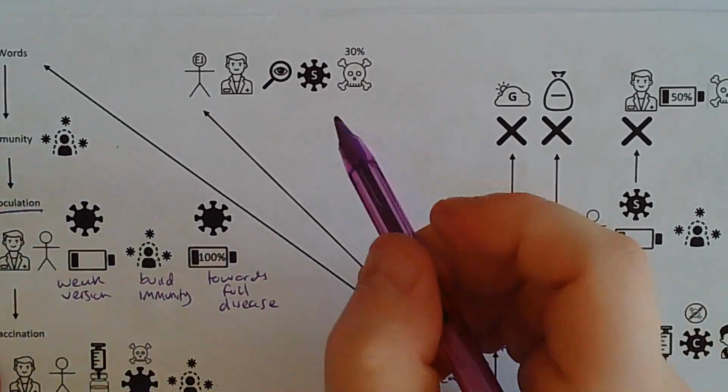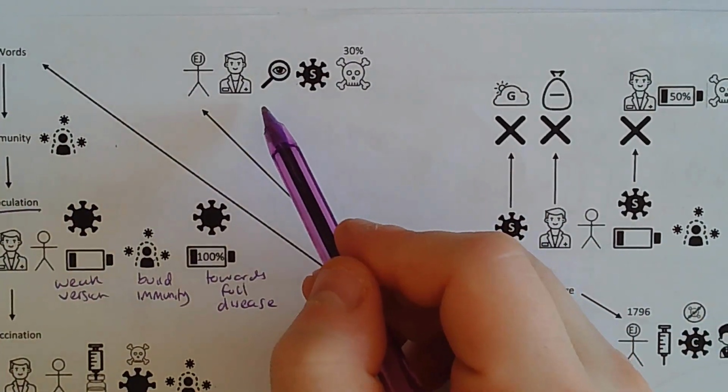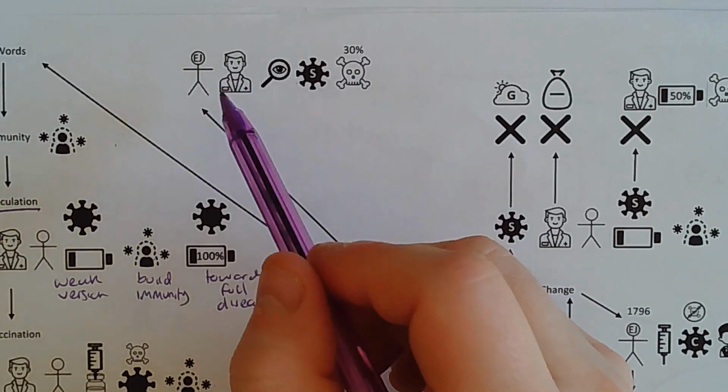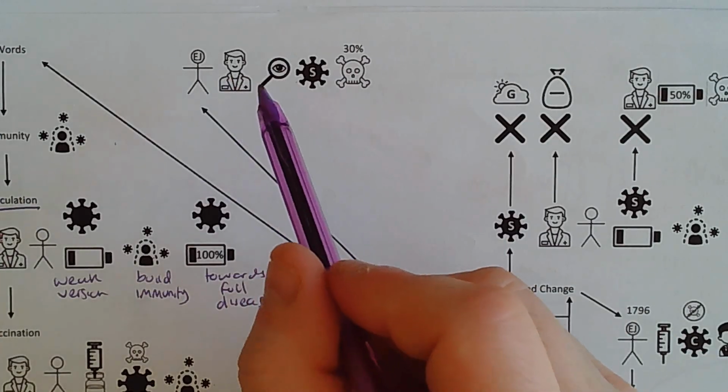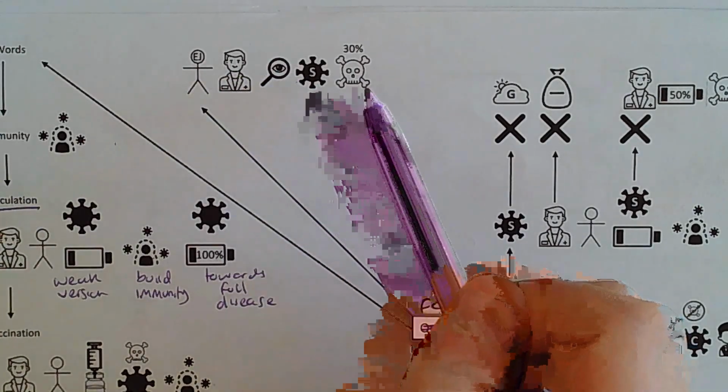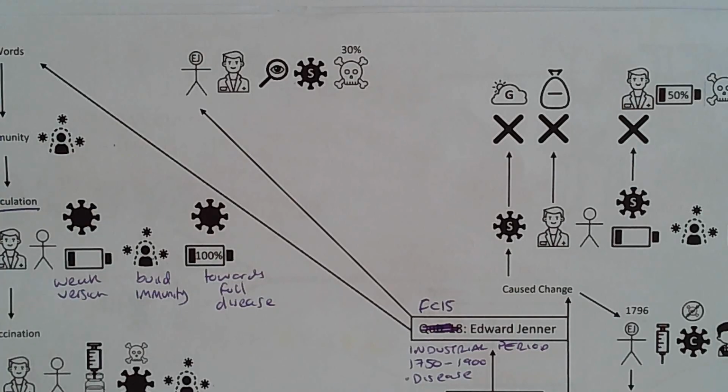So Edward Jenner then. Edward Jenner did some research. Obviously he links with Hunter quite well. Hunter was kind of his teacher. Edward Jenner did some research and he found that smallpox was killing 30% of the British population.